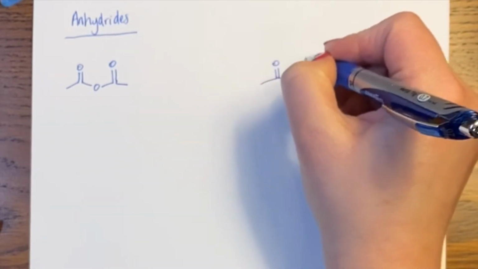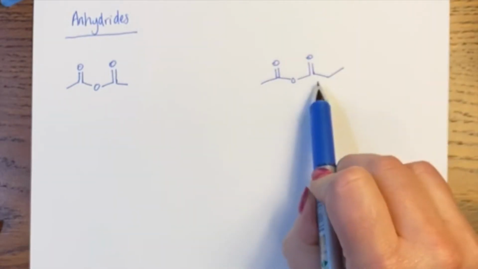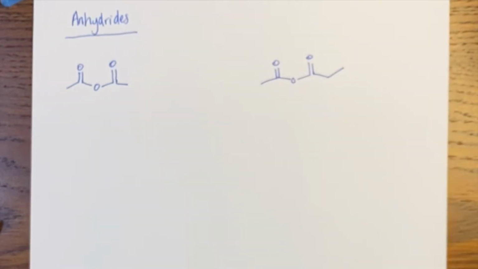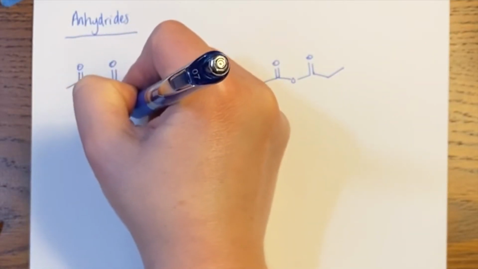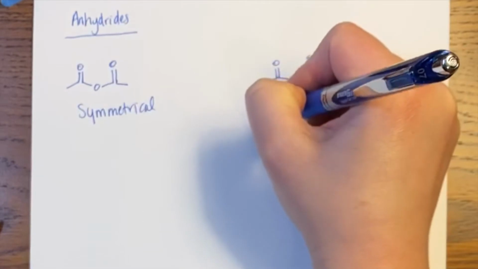And this right here is what we call a mixed anhydride, where those alkyl groups on either side of that oxygen are not the same. So this is a symmetrical, and this is a mixed anhydride.